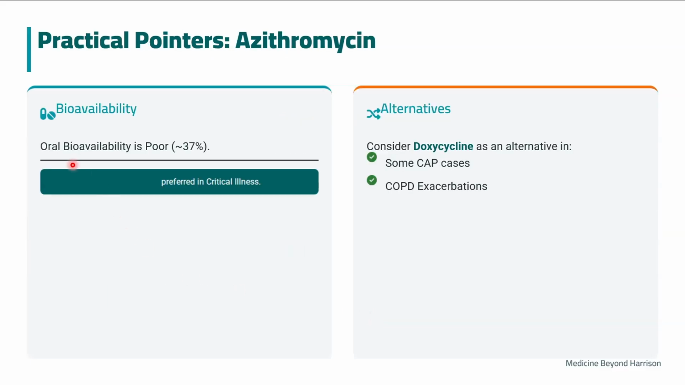Azithromycin's oral bioavailability is very poor, only 37%, so it's not so preferred in critical illness. You can consider doxycycline as an alternative in some community acquired pneumonia cases and COPD exacerbations. Even in the elderly with QT prolongation, coronary artery disease, or other heart issues, go for doxycycline instead of azithromycin.